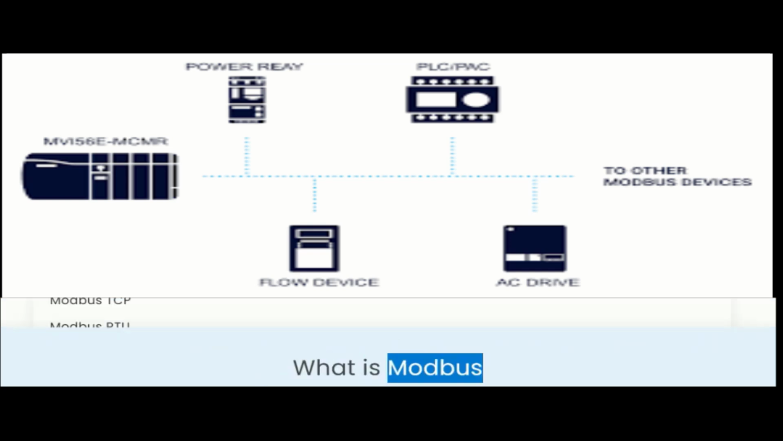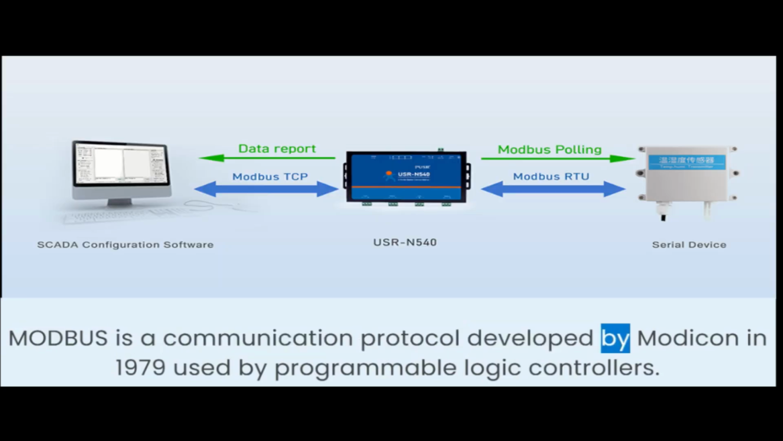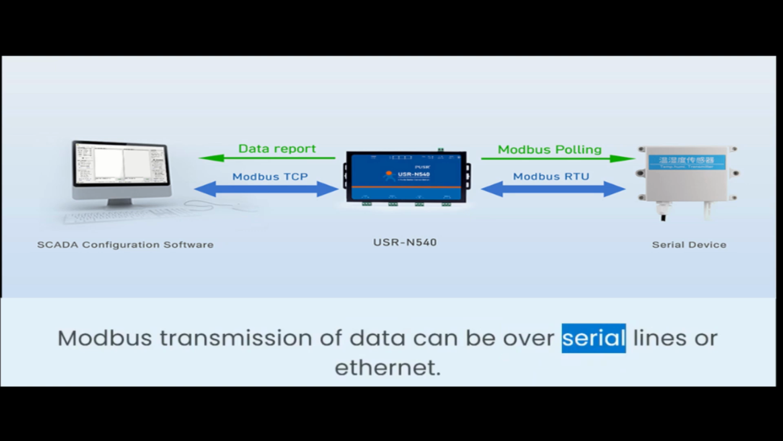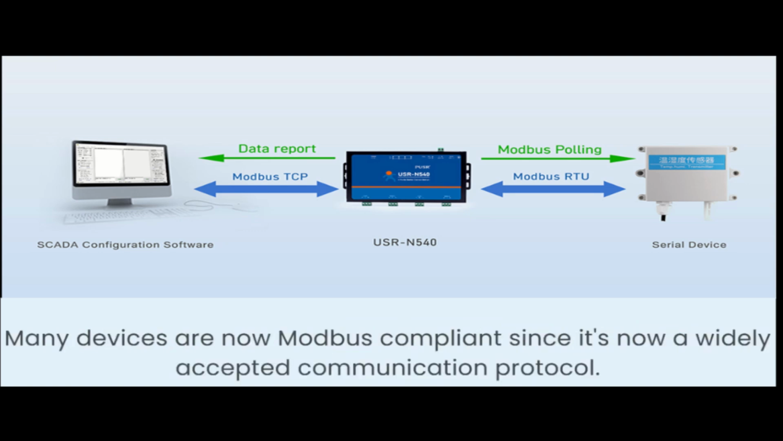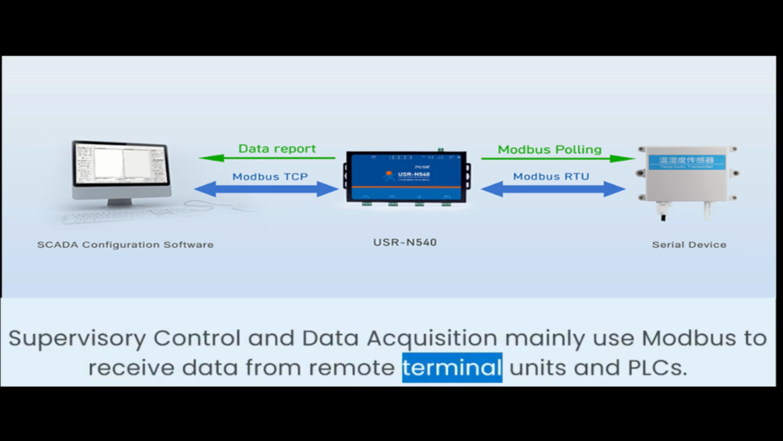What is Modbus? Modbus is a communication protocol developed by Modicon in 1979, used by programmable logic controllers. Modbus transmission of data can be over serial lines or Ethernet. Many devices are now Modbus compliant since it's now a widely accepted communication protocol. Supervisory control and data acquisition mainly use Modbus to receive data from remote terminal units and PLCs.